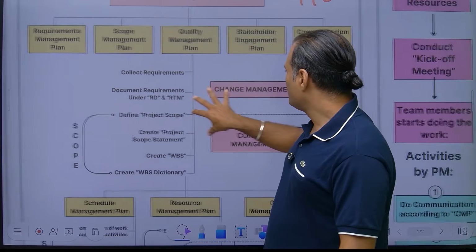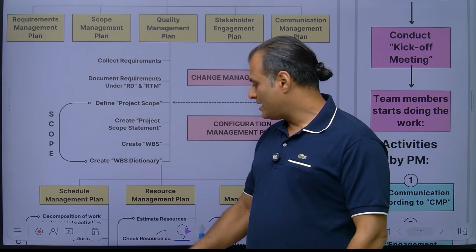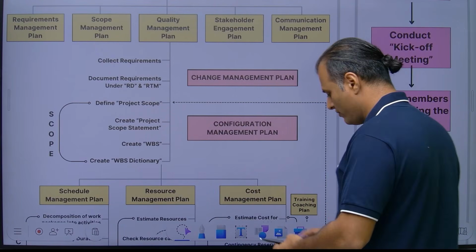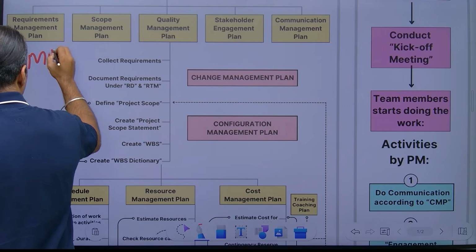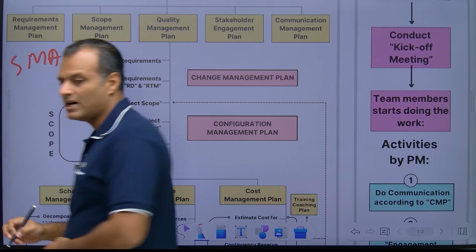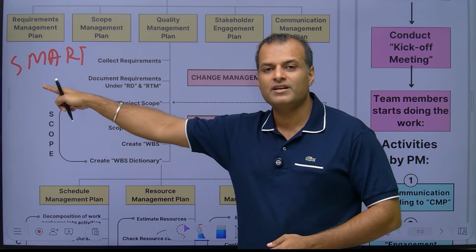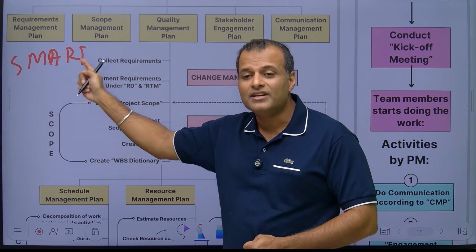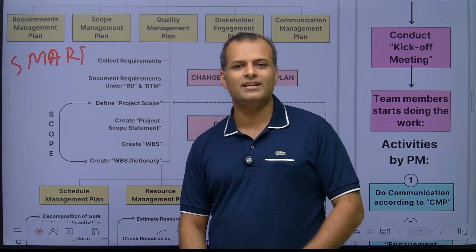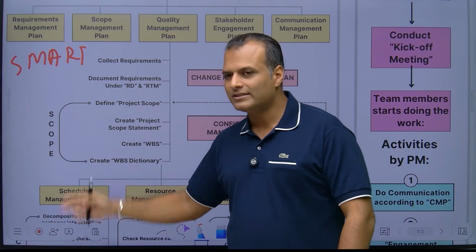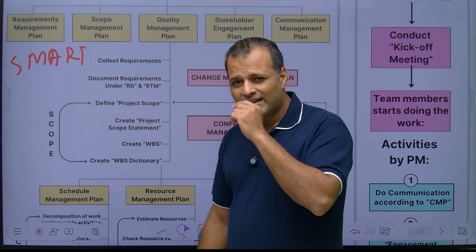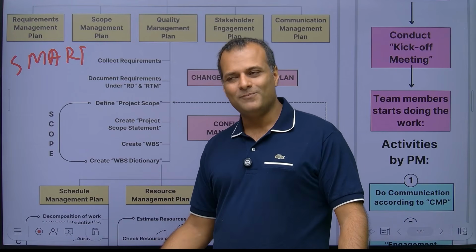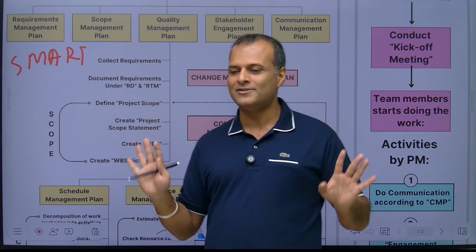So first you collect the requirements, and remember, requirements are always SMART. S-M-A-R-T. SMART stands for specific, measurable, attainable, realistic, time bound. Don't say that I need a 100 feet swimming pool. Of course it is specific, it is measurable, attainable also, but do I really need a 100 feet swimming pool? Is it really realistic? I honestly don't think so, right?